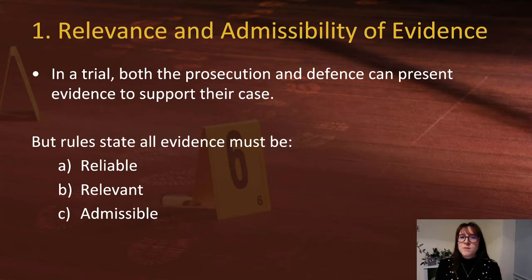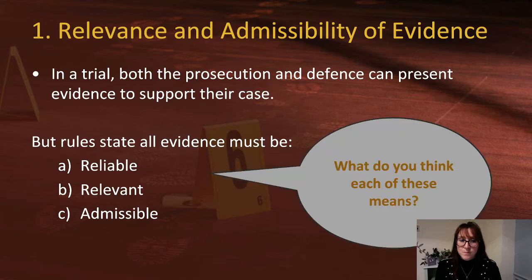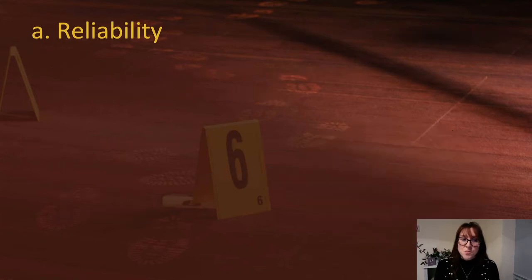So relevance and admissibility of evidence. In a trial, both the prosecution and the defence can present evidence to support their case, and it must be reliable, relevant and admissible. So I got my class to first of all guess what they think each of these means. How does it apply? Got them then to look up the meaning of the words, just to really get an understanding of what these words stand for and what they mean, and then how that then links to evidence.